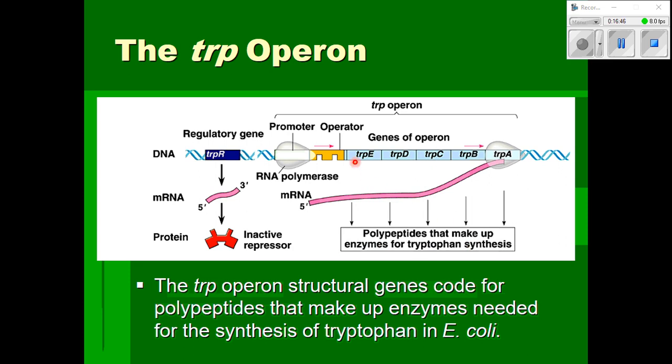So what does that mean? It means these five genes only need to be transcribed. They only need to be switched on when the cell needs to make tryptophan. If there's already a plentiful supply of tryptophan, it would be a tremendous waste of resources, a tremendous waste of energy to build enzymes whose only job is to build tryptophan. It doesn't make sense to do that. Why waste energy making tryptophan if there's already a plentiful supply of tryptophan? So let's take a closer look.